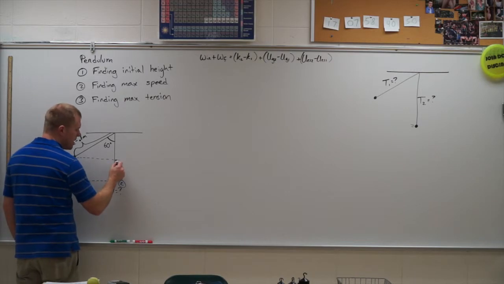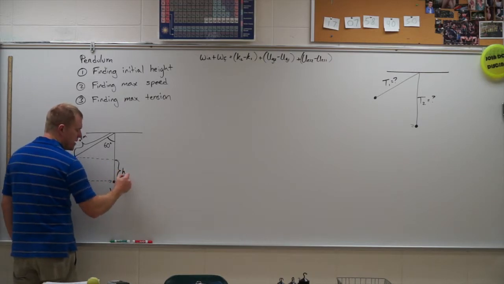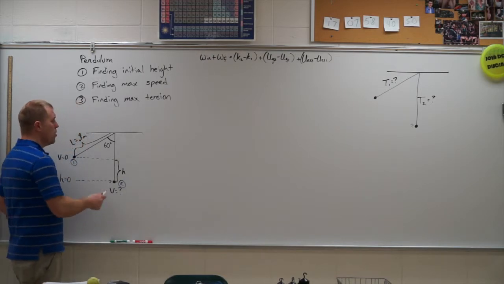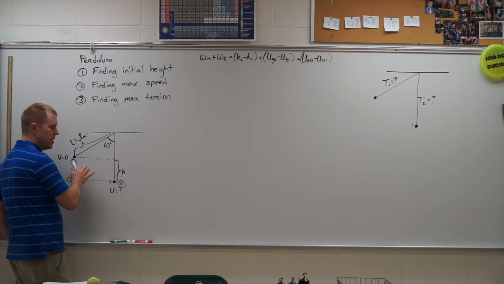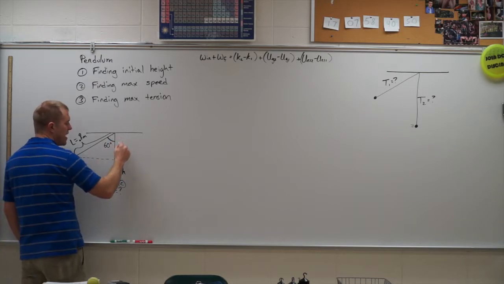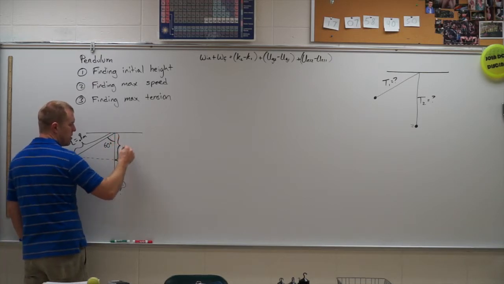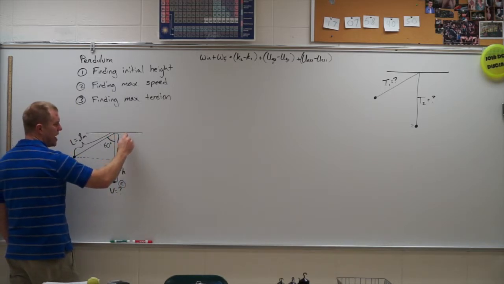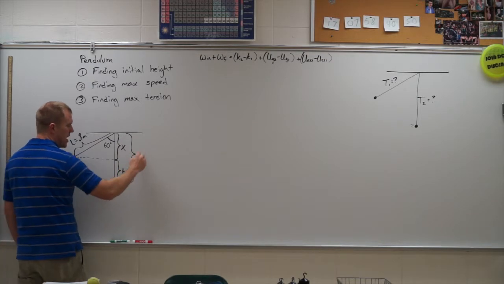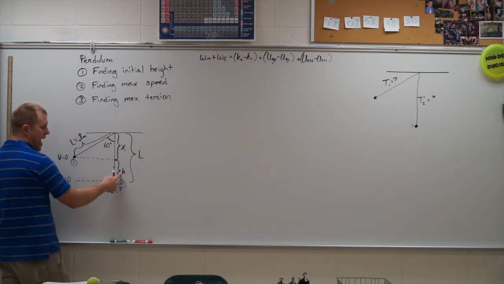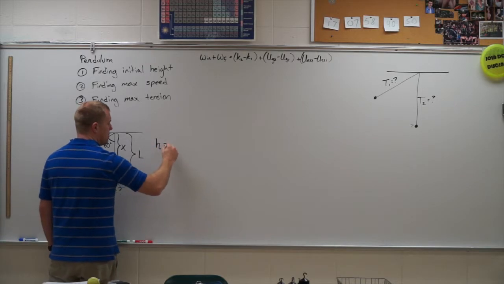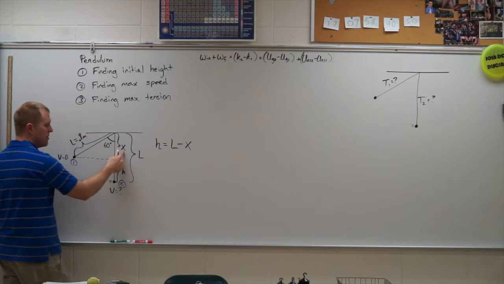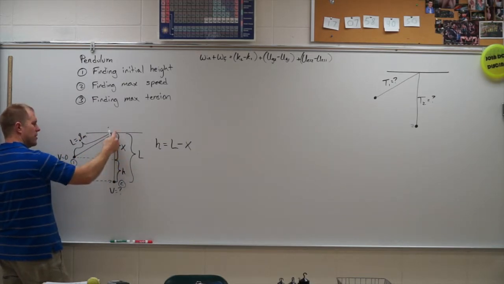A good place to start is to draw that height right here and say that's the height I want to find. How am I going to do it? I do have a triangle here, and I can find this side of my triangle, which I'm going to call x. Once I know that side of the triangle, the length of my pendulum has not changed. It's still L. So in order to find H, I'm going to take L and subtract that x value. That x value I'm going to get from this triangle here.